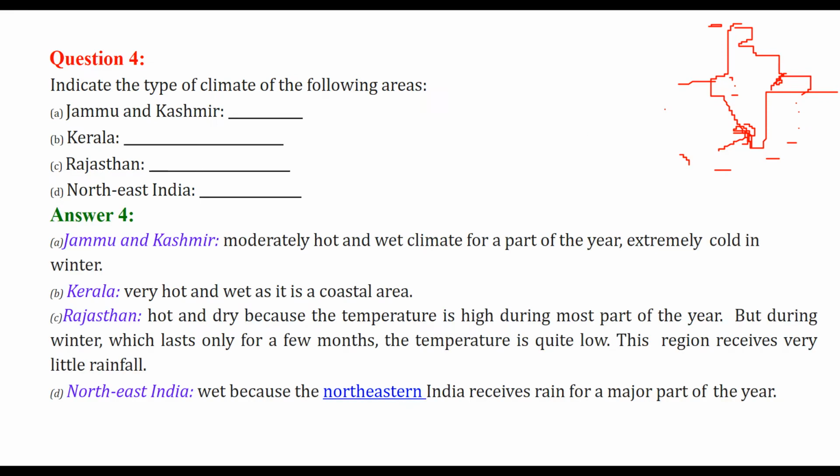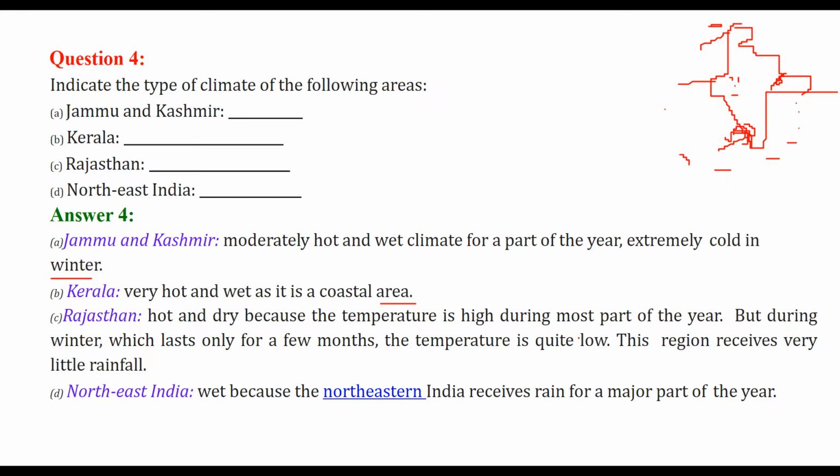So Jammu and Kashmir, it is moderately hot, not very hot. It has wet climate also because it rains. But in winter, it's extremely cold, very cold. Not as cold as the upper part of the latitudes, but still very cold. Kerala, very hot and wet as it's a coastal region. This is all coast. Rajasthan, because of the latitude where it lies, it is hot and dry.